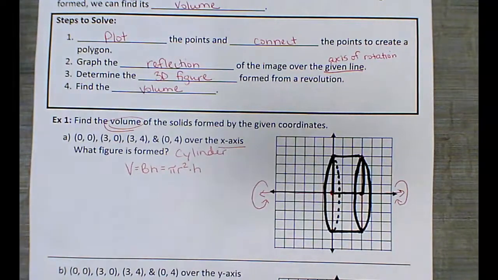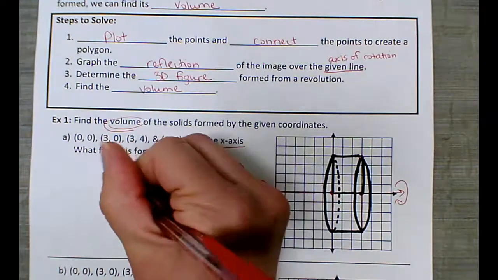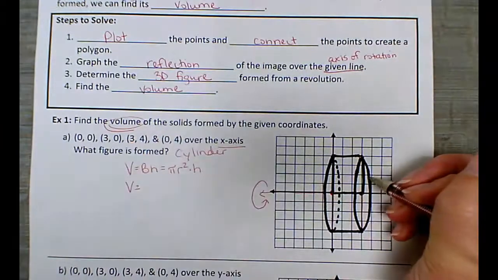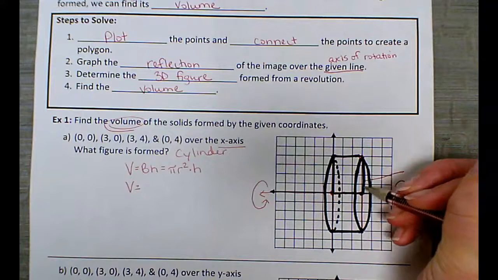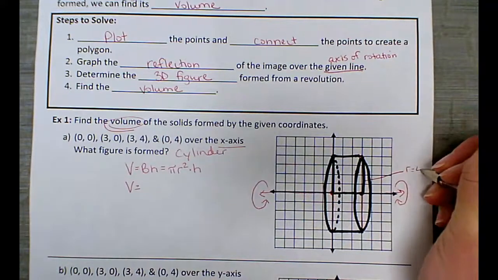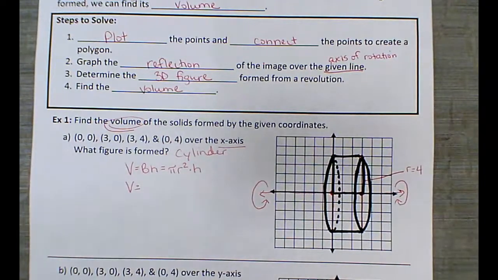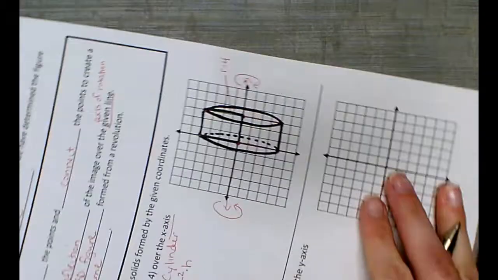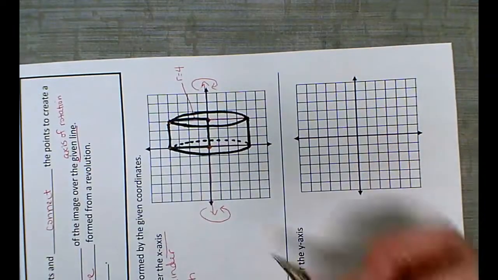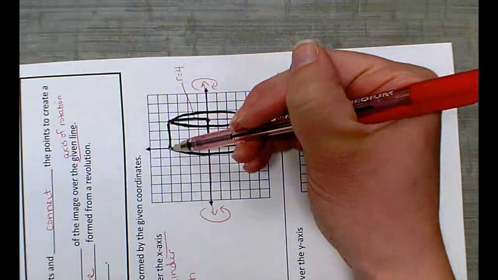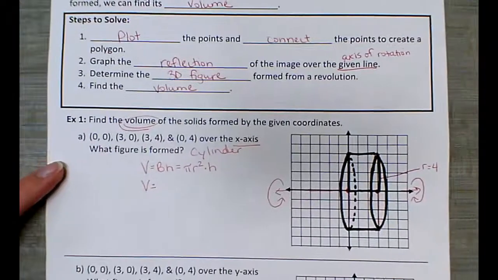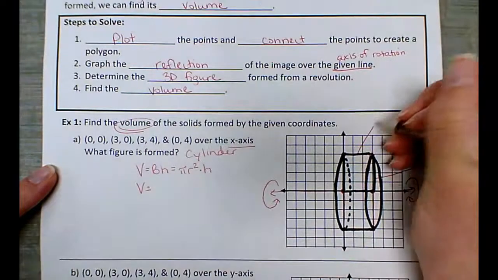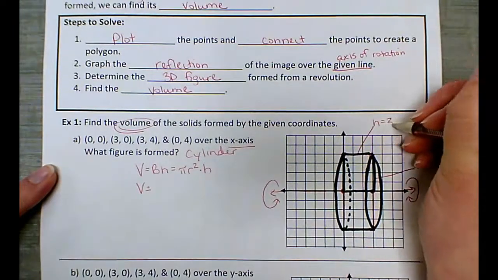I can pick out some of my values. So my radius would be this distance right here, 1, 2, 3, 4. So radius equals 4. The height of the cylinder might be easier if I turn it to the side. The height of the cylinder is the distance between the bases. So that's 1, 2, 3 units. So I'm going to make sure that I label that on my figure.